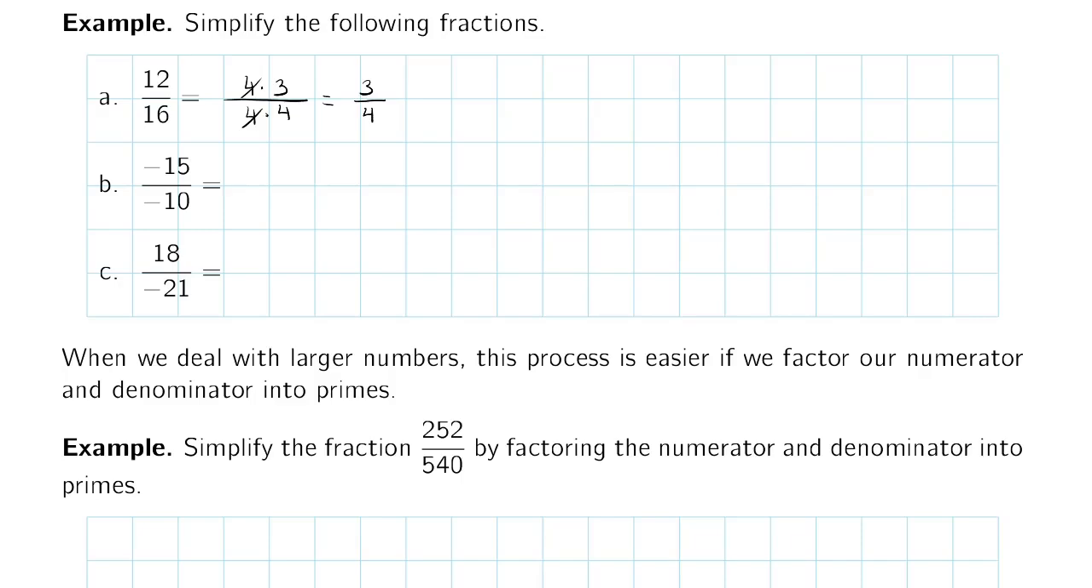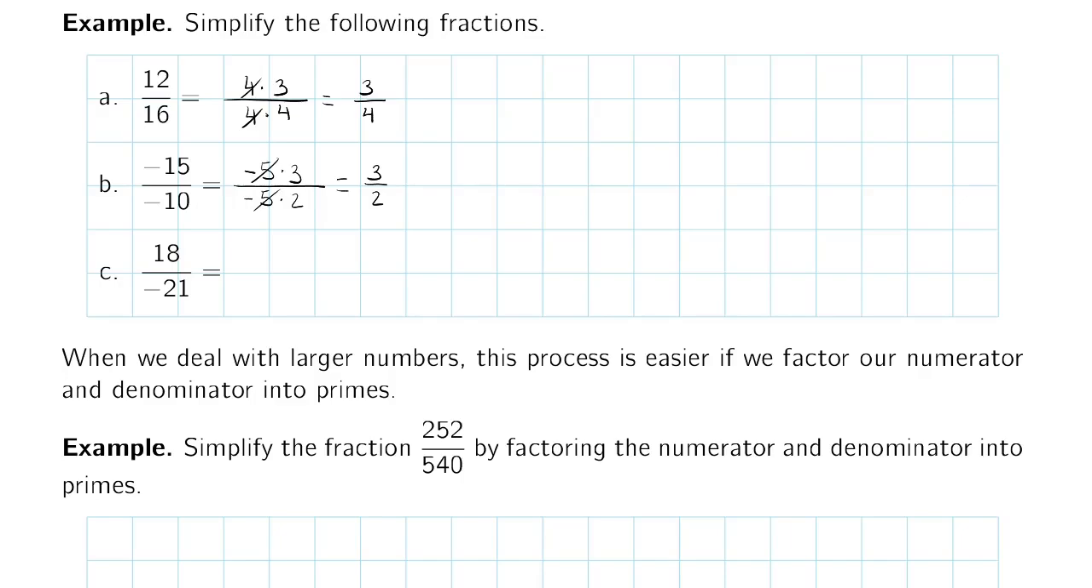Here we have -15 over -10. Notice this includes two negative signs, so I'm going to need to cancel a negative common factor. -15 is -5 times +3. -10 is -5 times +2. I'll cancel the -5. And that's 3/2.